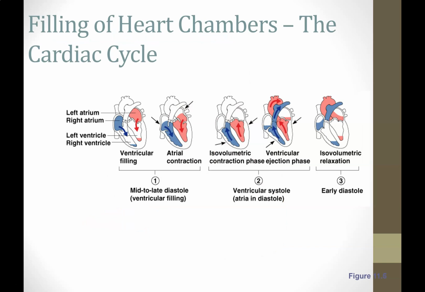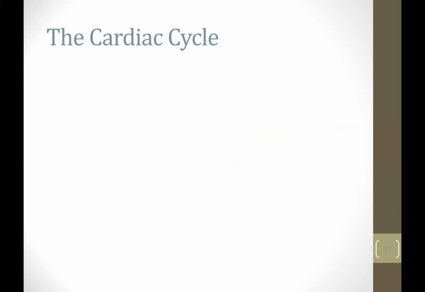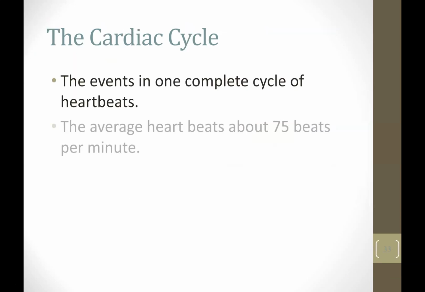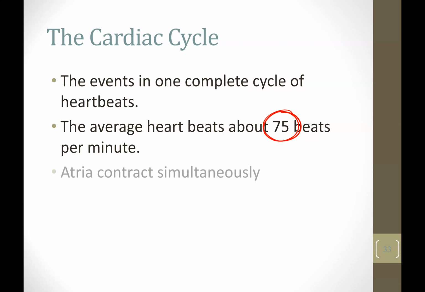And again, you're not going to need this diagram, but there's a cycle that happens known as your cardiac cycle. The cardiac cycle is the events that happen in one complete heartbeat. And again, I told you numbers between 60 and 80 anywhere. This particular slide has 75 beats per minute as an average. And again, you're probably somewhere around there.